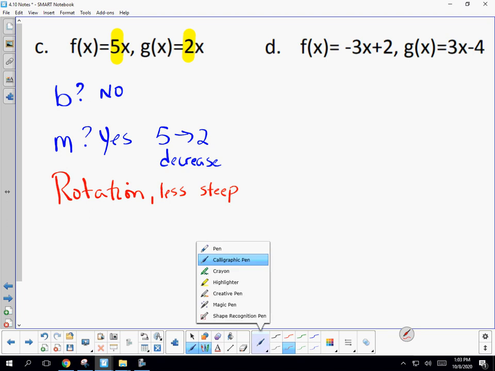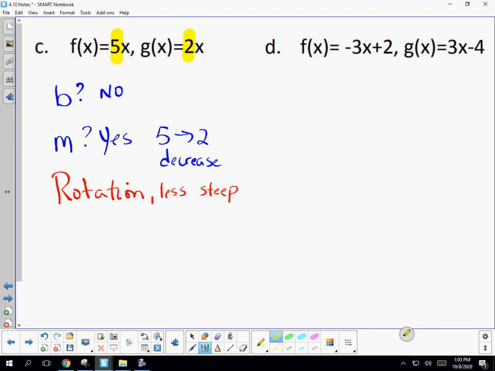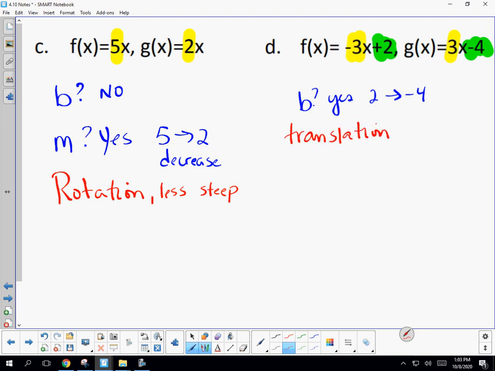On letter D, we went from f of x equals negative 3x plus 2 to g of x, which is 3x minus 4. Okay? So let's talk about the transformations that happened here. Did my b change? Yes. It went from 2 to negative 4. Okay, so I know that that is a translation, down 6 units.